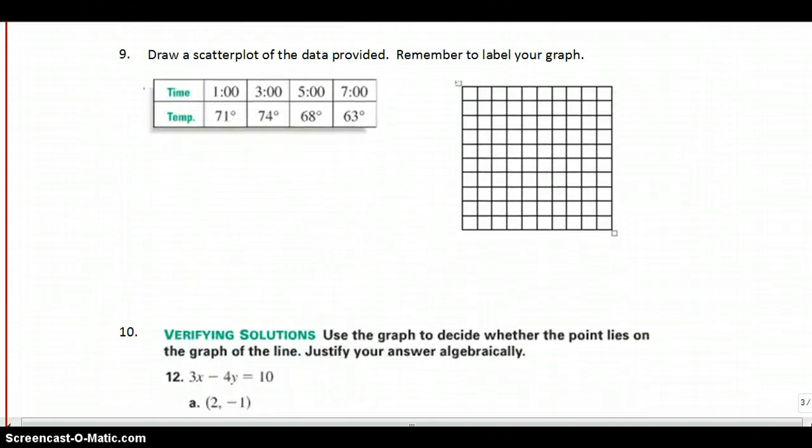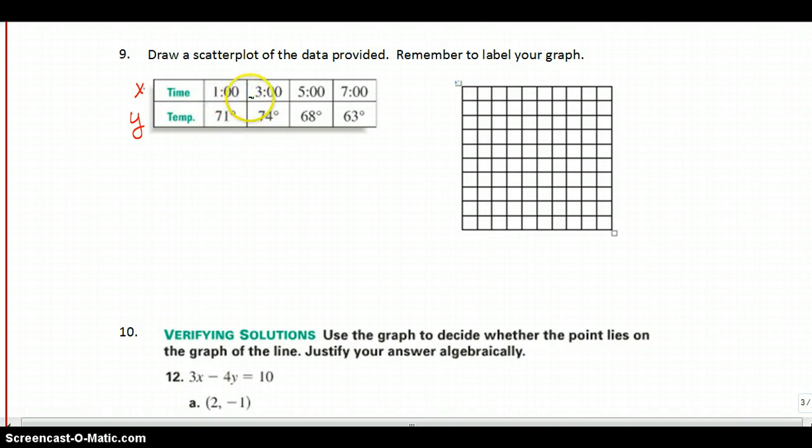Okay, now draw a scatter plot of the data provided. Remember to label your graph. So I'll look at what I've got. I've got my time and then my temperature. We're going to put the time on my x-axis. I'm going to put the temperature on my y-axis.